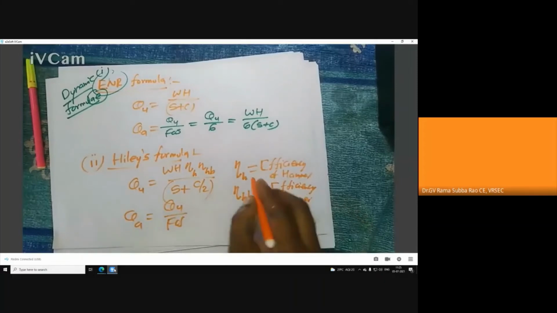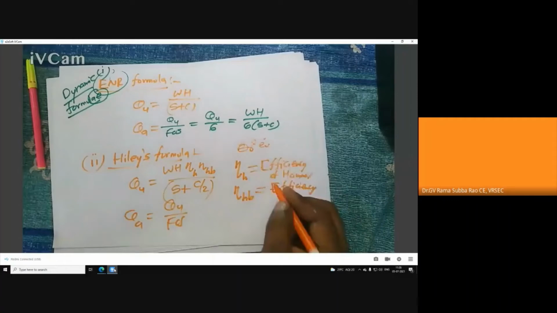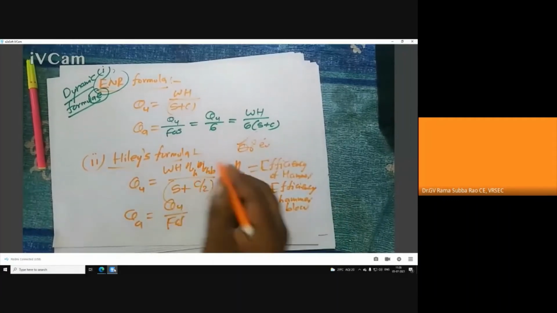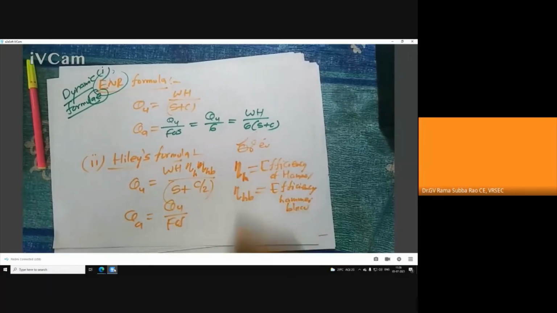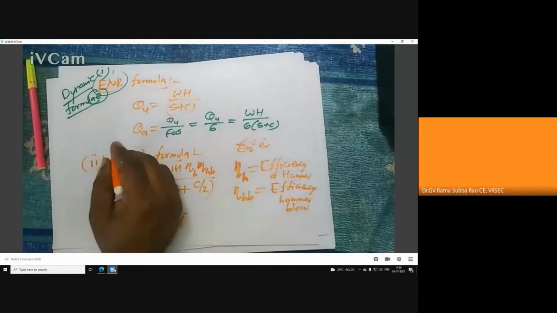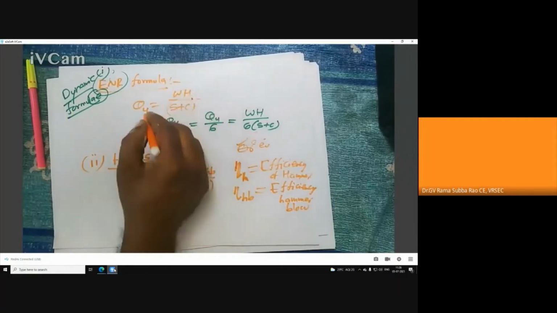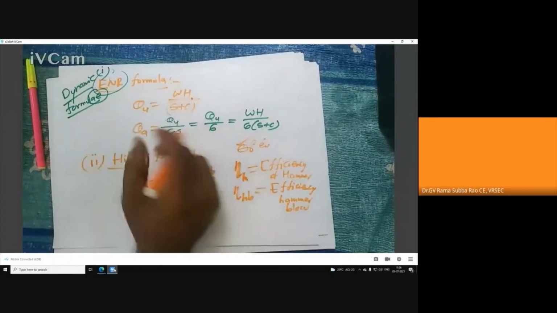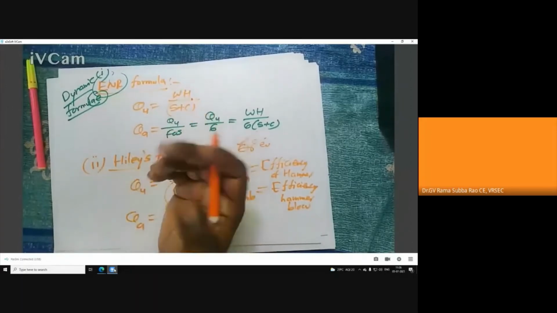So here, in fact, it is eta H. Eta is a symbol actually. It is not N. Eta H, efficiency of the hammer as well as hammer blow. These two things are considered by Hiley, because he is not just saying that whatever energy you are applying is equal to the load carrying capacity. He feels that whatever energy we are applying, it may be lost. So some energy is lost.